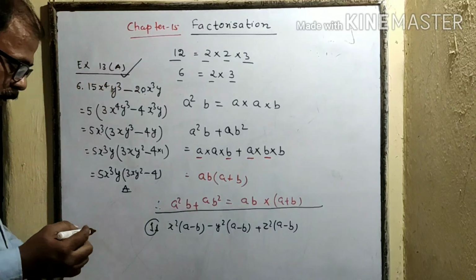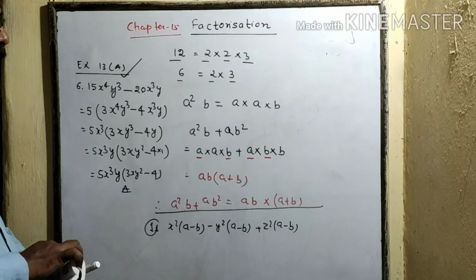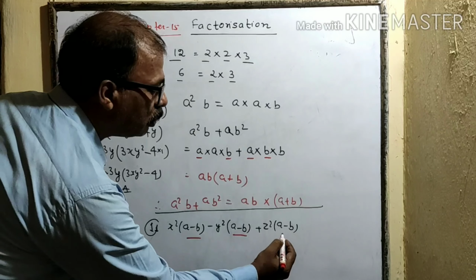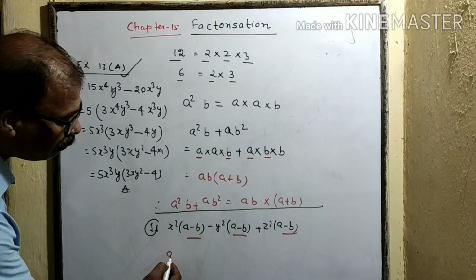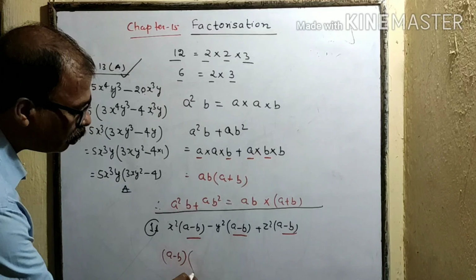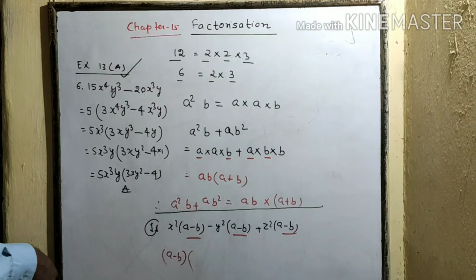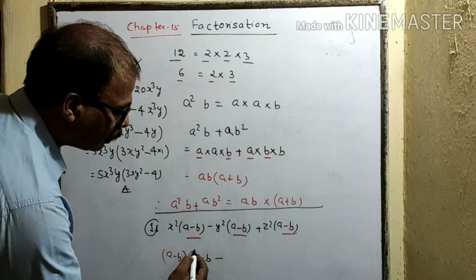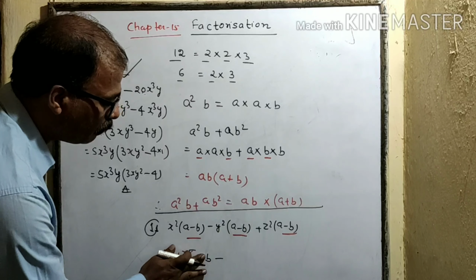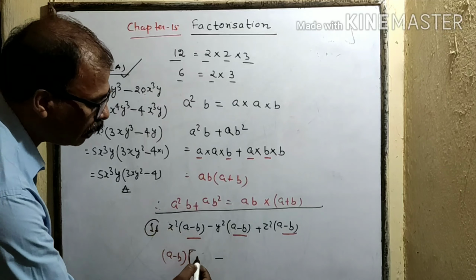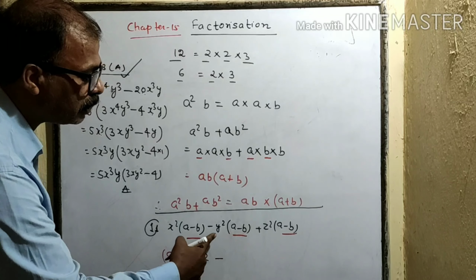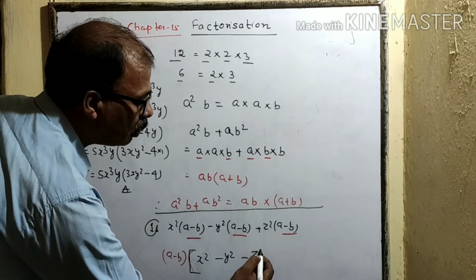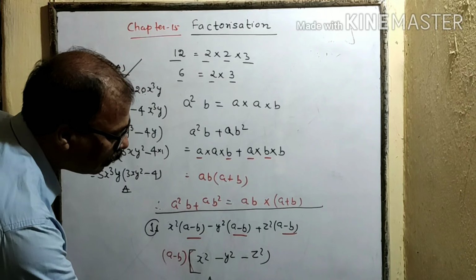What are we finding? A minus b is common for all three parts of the question. So we'll take a minus b as common. If a minus b is taken as common, what is left? From here, x square is left. From here, minus y square is left. And from here, z square. So this will be your answer.